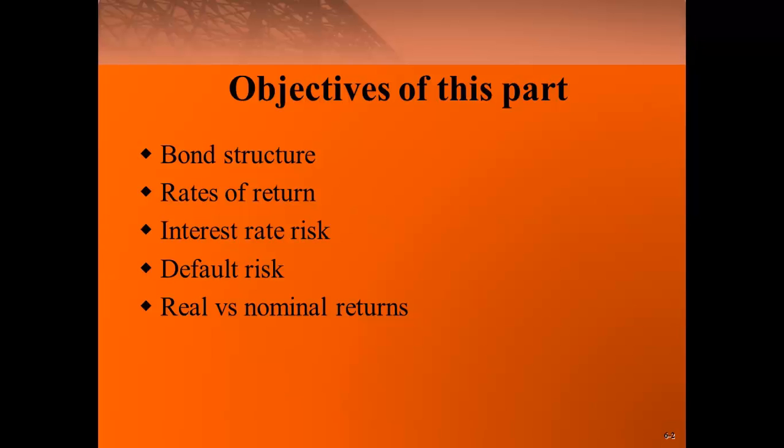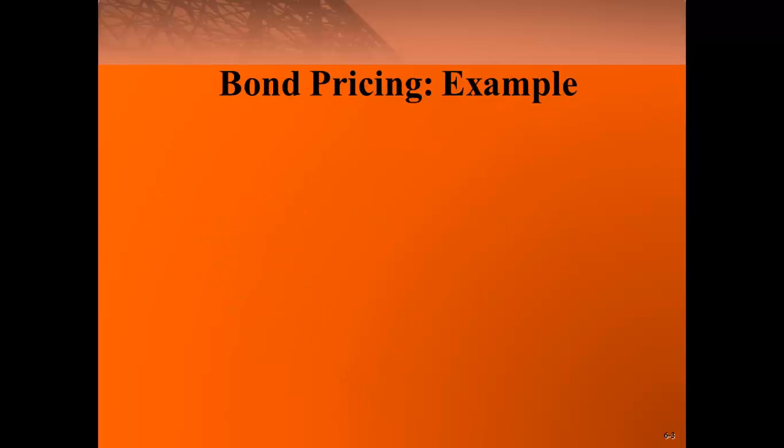In the previous part, we saw the meaning of coupon, we saw the meaning of price or the present value for a bond, and we saw the meaning of the YTM or the yield to maturity, which is the same as the interest rate for that tenor. In this presentation, we'll see rates of return of a bond, and subsequently we'll see interest rate risk, default risk, and real versus nominal returns in Chapter 6, Part 3.